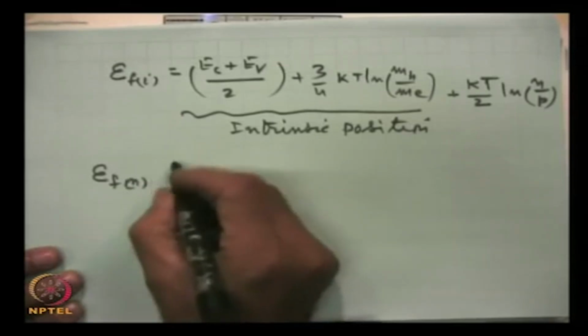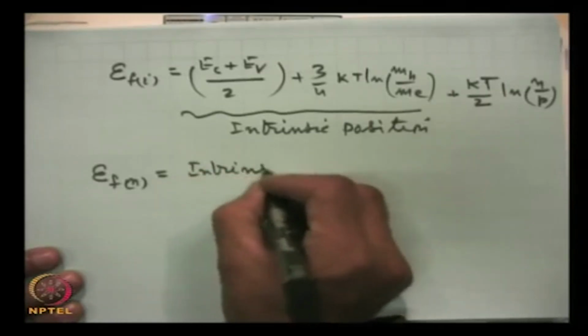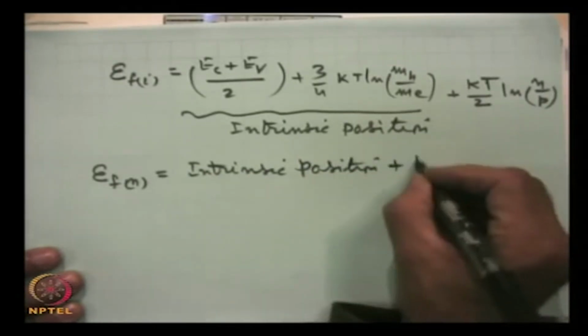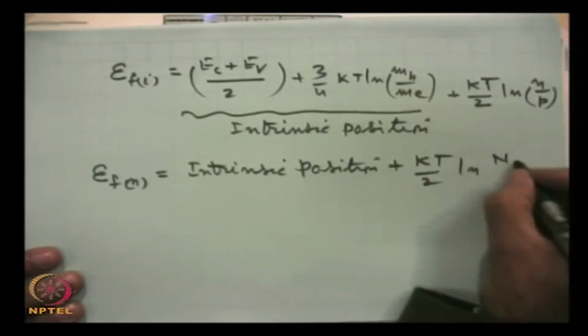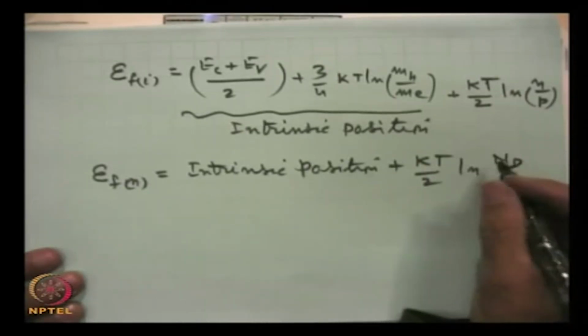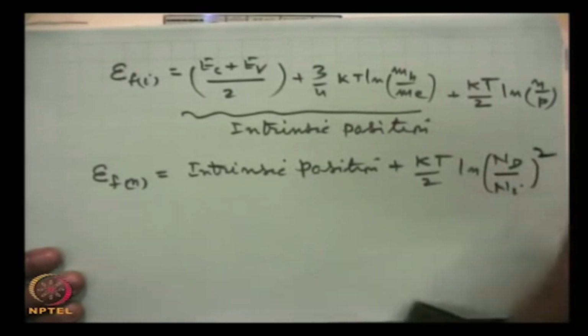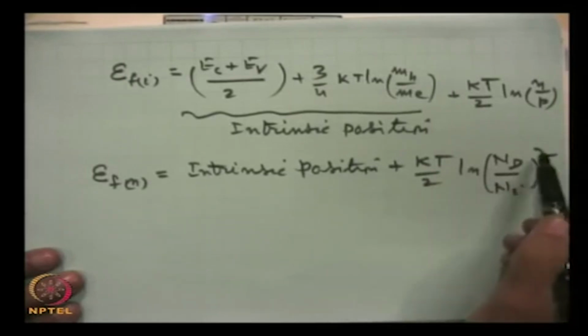So, we put it N here, this is the intrinsic position, plus k T by 2 log N d over n i whole square. I have substituted n as equal to N d and p equal to n i square by N d. So, it is this, and we can take this 2 here.